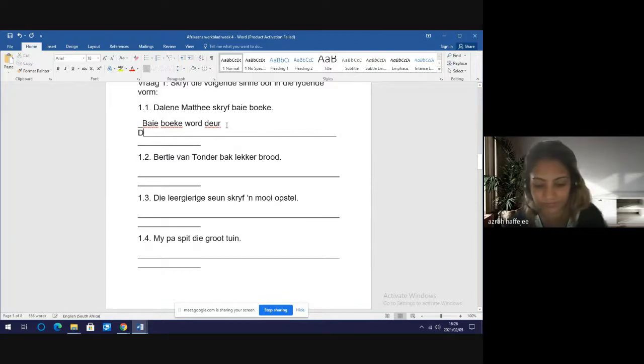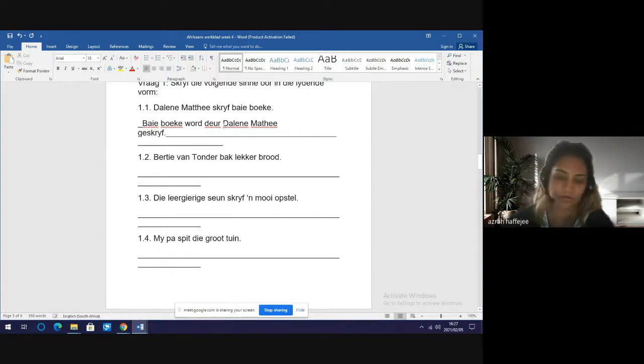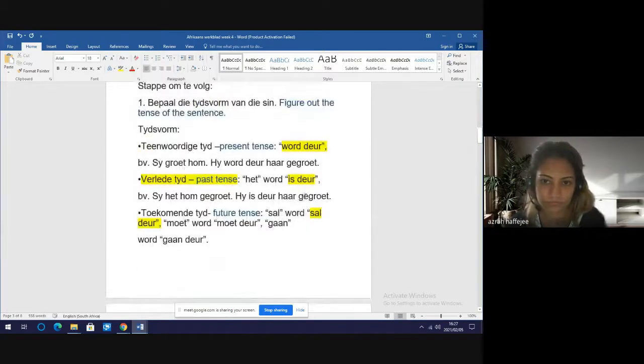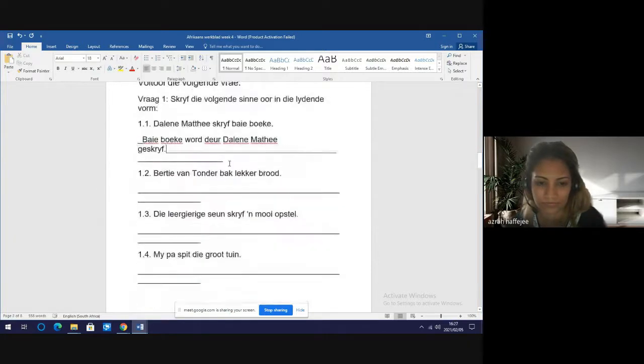Word deur Daleen Matthew, skryf. Right, and take note that when you're converting something into the leidende form, even though it's in present tense in this example, we still use a ge at the end of the word. Geskryf. So the tense of the last verb will change to the past. So it will have a ge in it.